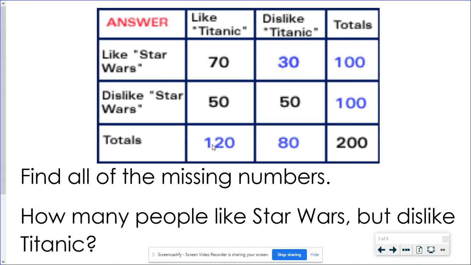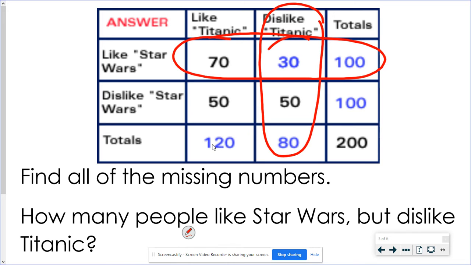Now that I have that, I want to be able to figure out how many people like Star Wars but didn't like Titanic. So in the like Star Wars, that's looking at this row. Disliked Titanic would be this column. So this is the number that I'm looking at there. So 30 people said that they liked Star Wars and didn't like Titanic.